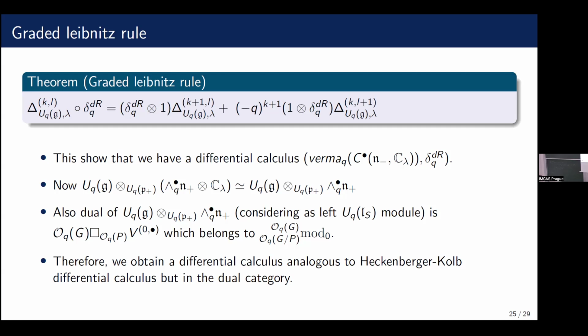If you look at these as UQL modules, because you remember this picture, this to this is only UQL. But you can see these are also UQG modules. There the problem starts. If you consider all these as UQL modules and think of this picture, it tells you that you are actually doing Heckenberger calculus in the dual category.